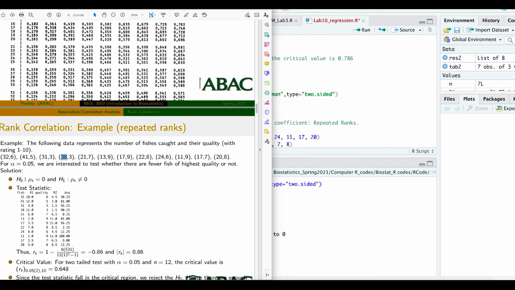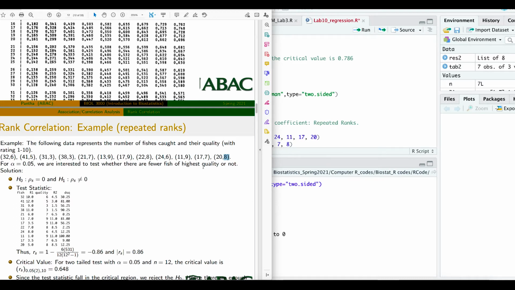Meaning that if the quality is high, you see that. What is the highest quality here? The highest quality looks like 9. Is that correct? See, highest quality is 9, but there is a smaller number of fish. And then the second highest is 8, 20, and another 8, 20. You see that? The quality is repeated there, right? And the number of fishes caught may be repeated too. So in that case, this is the repeated rank.